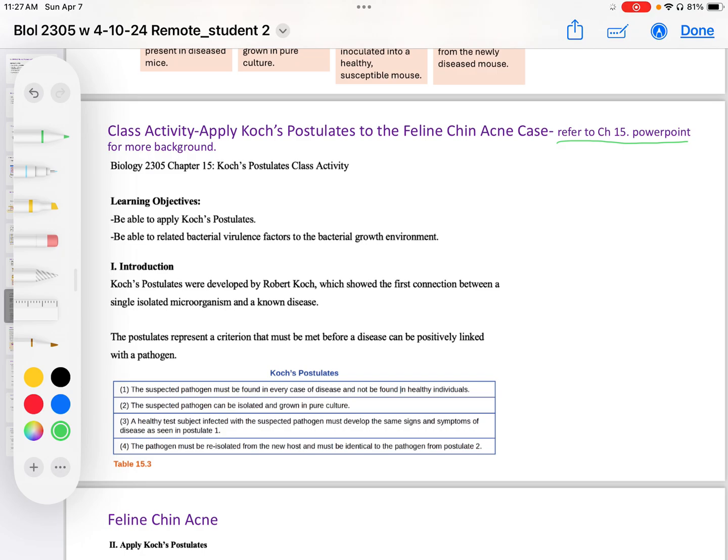So feline chin acne is real. I bring it up, and this case came to mind for me when we were talking about Koch's postulates, because at one point my cat, her name's Mia, no, this is based on a true story, got feline chin acne, and it really did look like acne. So I thought it would be interesting to see how we could apply Koch's postulates to seeing whether one of these microbes would be that disease-causing agent.